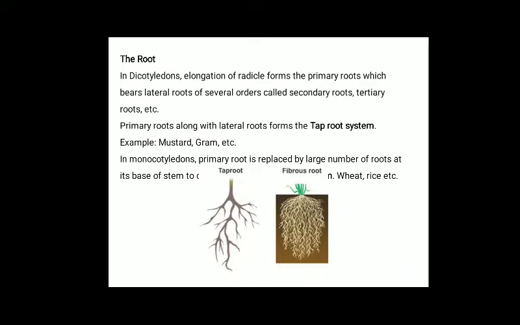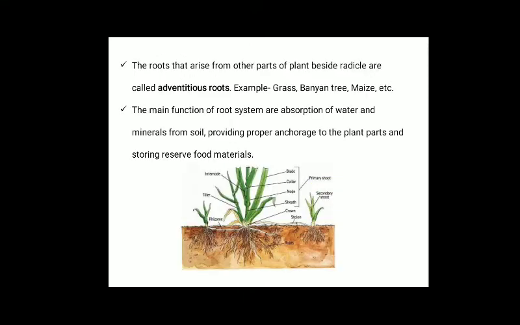In monocotyledons, the primary root is replaced by a large number of roots at the base of the stem, called fibrous roots, which are seen in wheat and rice. Then the roots that arise from other parts of the plant besides the radicle are called adventitious roots. Examples: grasses, banyan tree, maize, etc.